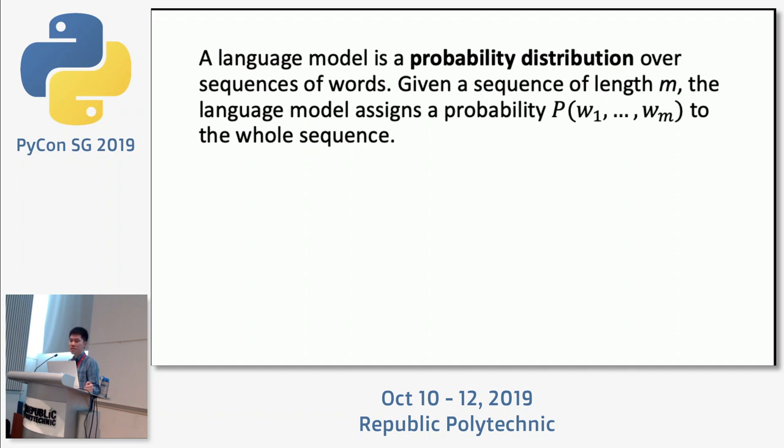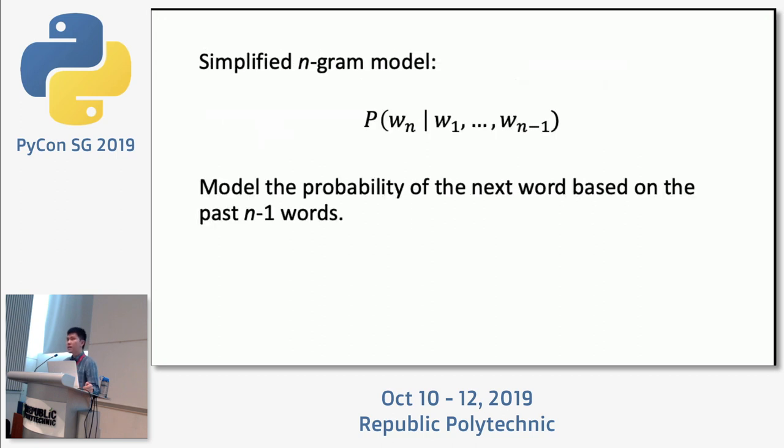So here is a formal definition of it. It's a probability distribution over sequences of words, or more accurately, tokens. So given some sequence of length m, we want to assign a probability of seeing that sequence. So again, if we look at this sentence, the weather is great today, we can look at it as a sentence of five words and a punctuation. And in many cases, we want to actually solve a simpler form of the previous problem known as the n-gram model. It simply means to model the probability of the next word based on the past n minus 1 words. So just guessing the next word.